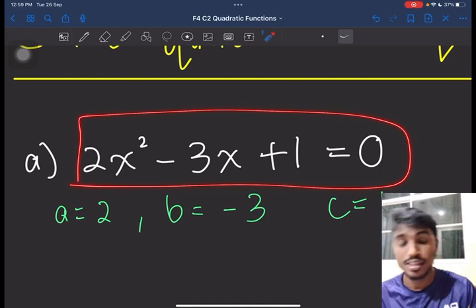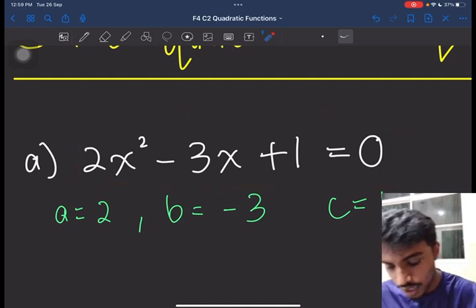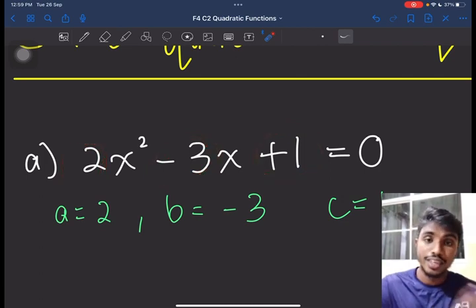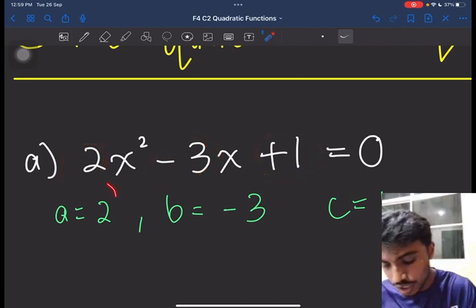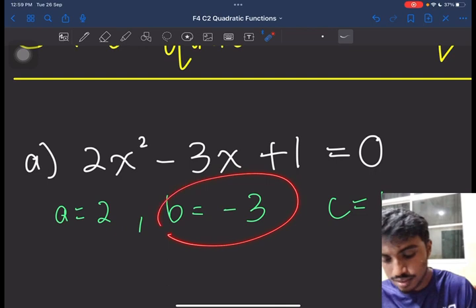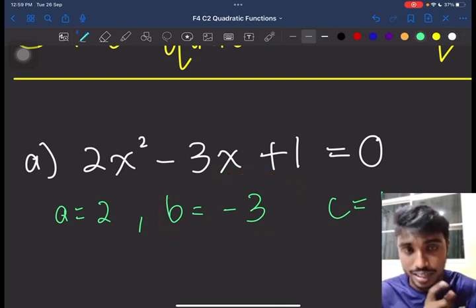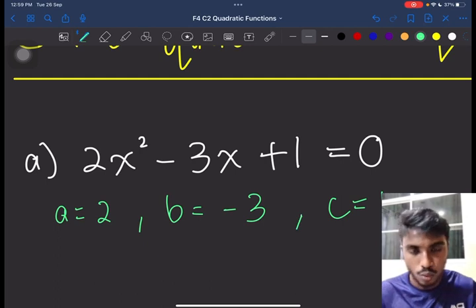My question is, is it in general form? Yes. Why? Because we got a, we got b, and we got c, which is equal to 0. Our a is 2, our b is negative 3. Make sure to put negative 3, not 3, and our c is 1.